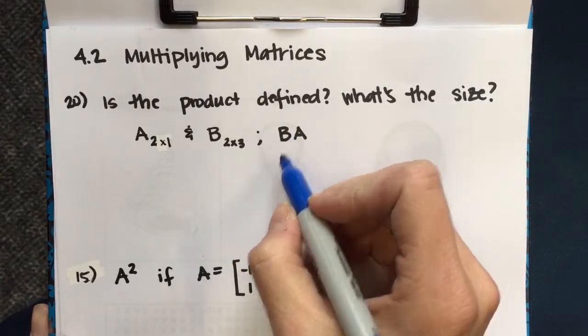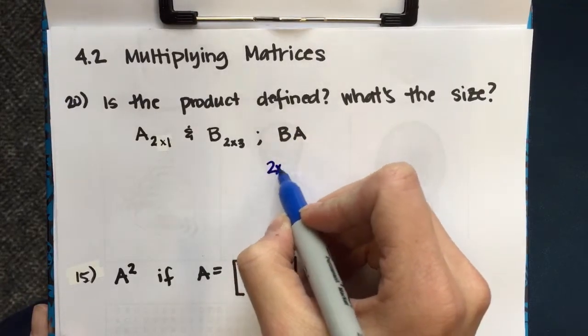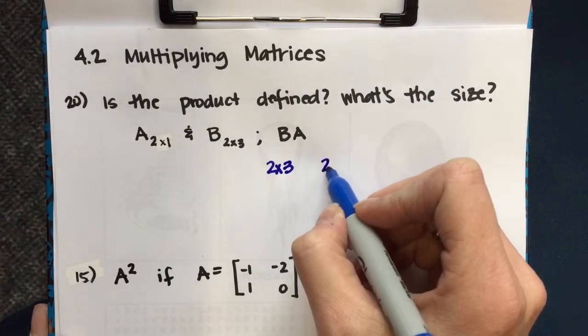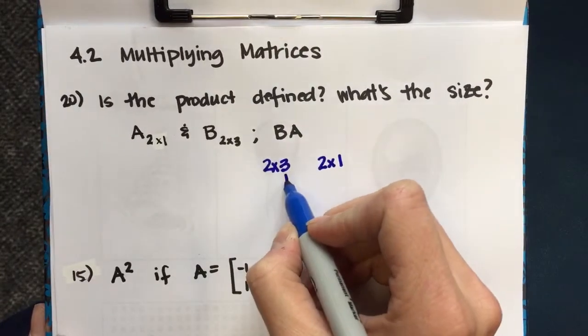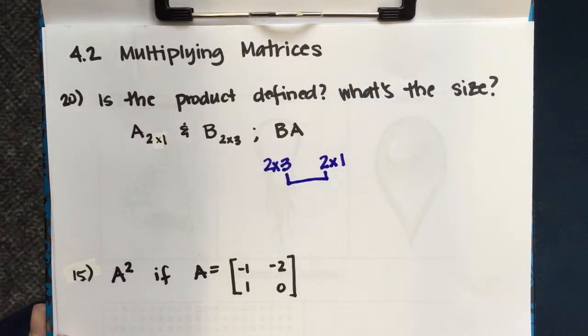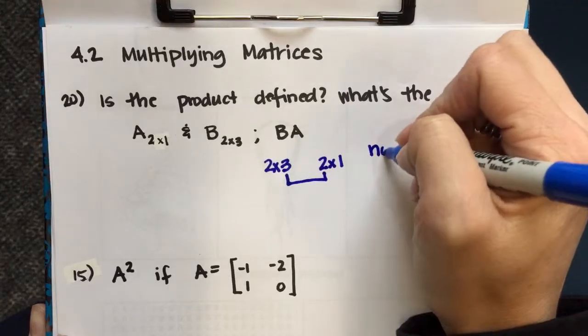So the dimensions of matrix B is a 2 by 3. The dimensions of matrix A is a 2 by 1. We check those inner numbers. They are not the same. That means that you can't multiply, so the product is not defined.